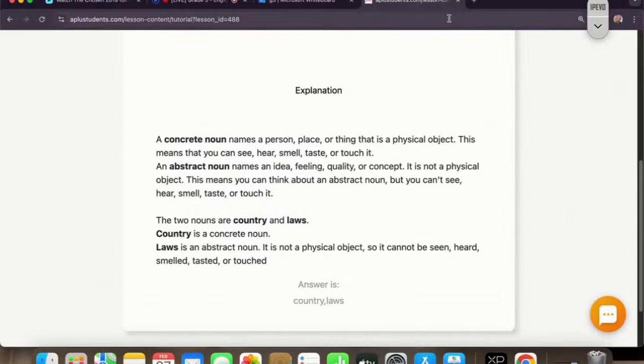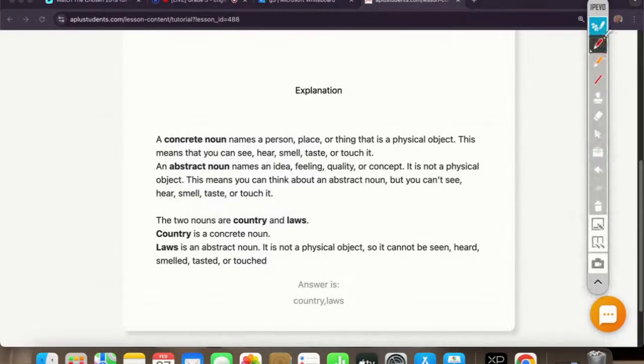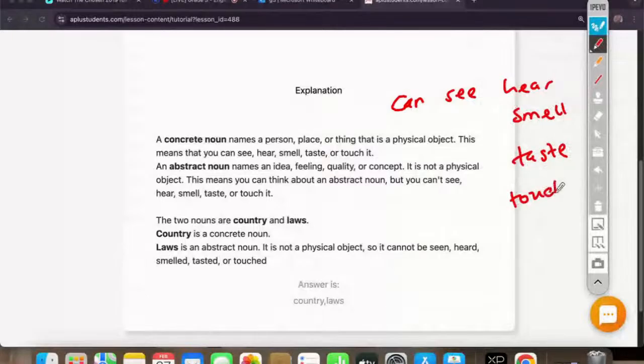So, a concrete noun names a person, place, or thing that is physical. Okay, so that is a physical object. This means that you can see, hear, smell, taste, or touch it. Okay, so for the concrete noun, you can see it, you can hear, you can smell, you can taste, and touch.